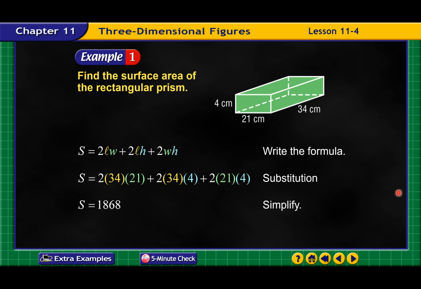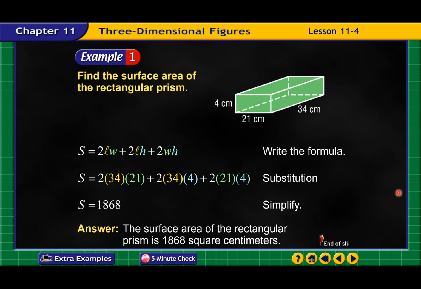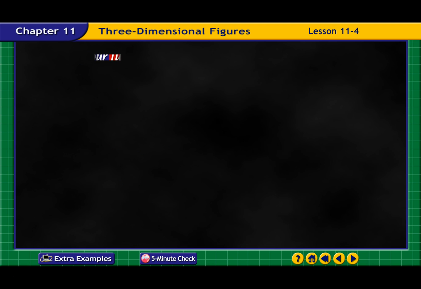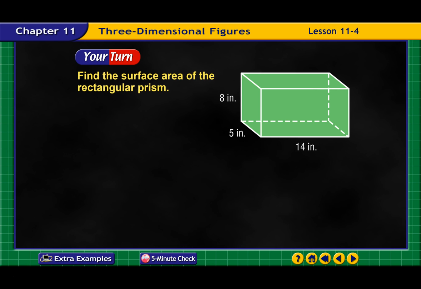And after you put all that into your calculator, you'll come up with that, or 1868. So the surface area of a rectangular prism is 1868 square centimeters. Again, you could write that as centimeters squared. All right, pause it, give it a shot.